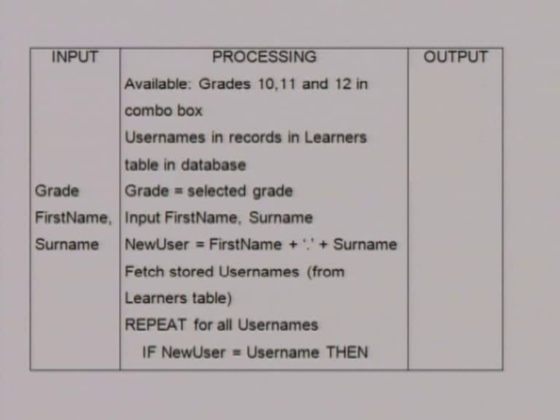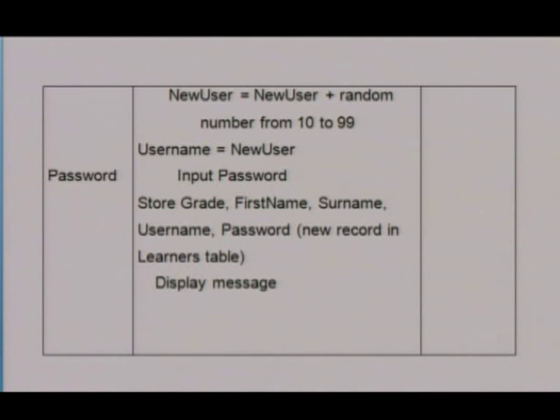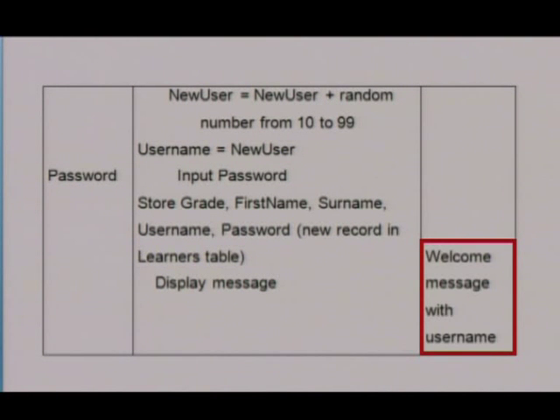Complete the output column. Notice that the user must not see all the usernames, so we don't add that to the output column. And show what the user must see after the processing has been done. Display message.